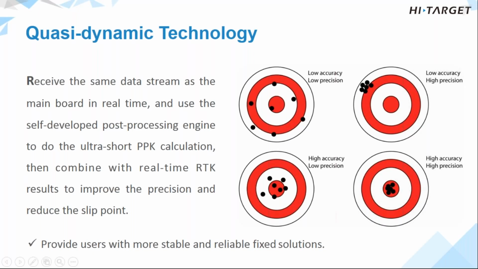So you can look at this picture. The first one has no accuracy and no precision. And our Quasi-dynamic technology changes the first one to the second one. So we just improve the precision, but the accuracy will be the same as the old one. This is the Quasi-dynamic technology, and it can provide users with more stable and reliable fixed solutions.